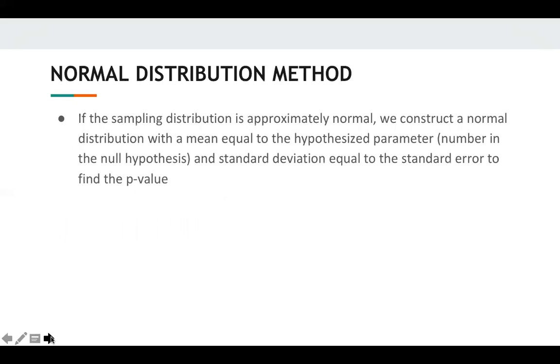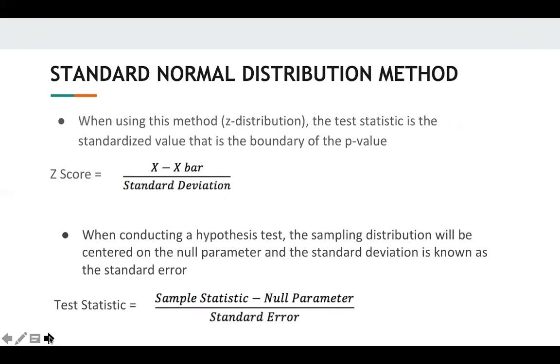So if your sampling distribution is approximately normal, then we'll construct a normal distribution, and your mean will be equal to the hypothesized parameter, which is the number in the null hypothesis. And then your standard deviation will equal the standard error, and from that you can find your p-value. So when using the standard normal distribution method, the test statistic will be the standardized value, and you can use that to find the boundary of the p-value.